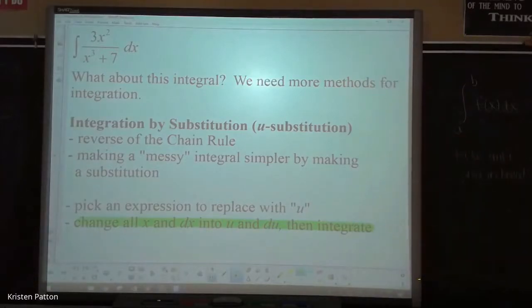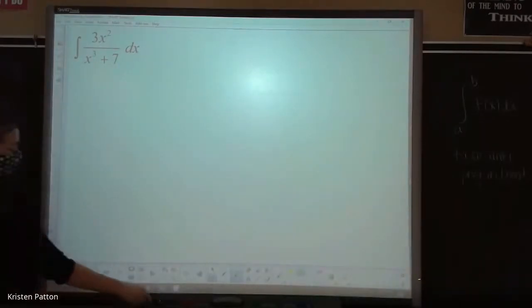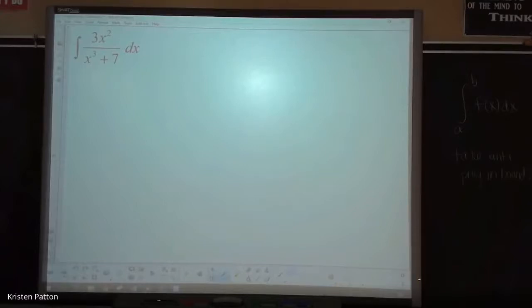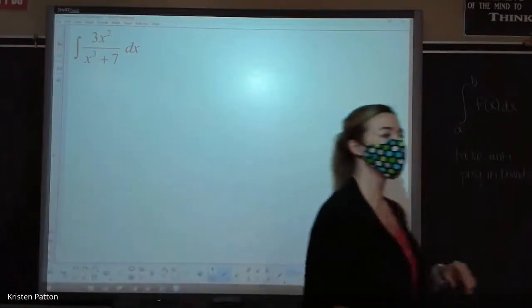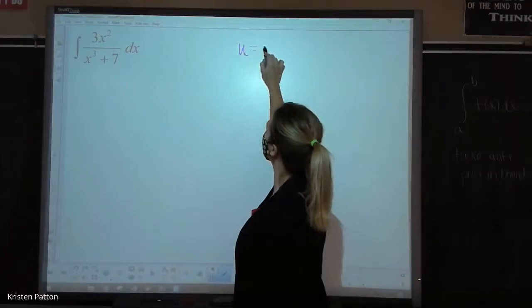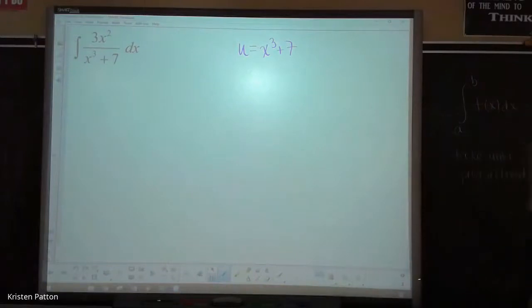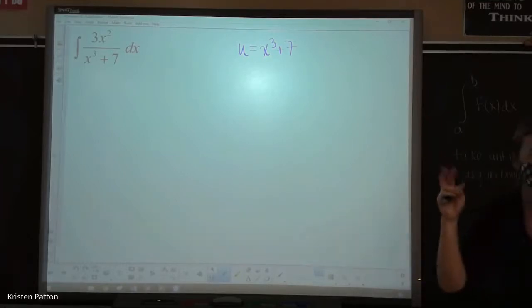We're still going to do this one. Now, at first glance, you're going to wonder, what's the messy piece? I put that in quotes because to some people, some things are messier than others. This one, I'm going to tell you what we're going to pick, and then we'll talk about how to choose. Let's pick u equal to x cubed plus 7. Again, we'll go back and talk about why I picked that, and we'll come up with a rule. To me, a cubic is always going to be messier than a quadratic. It's just bigger if the exponent's higher.